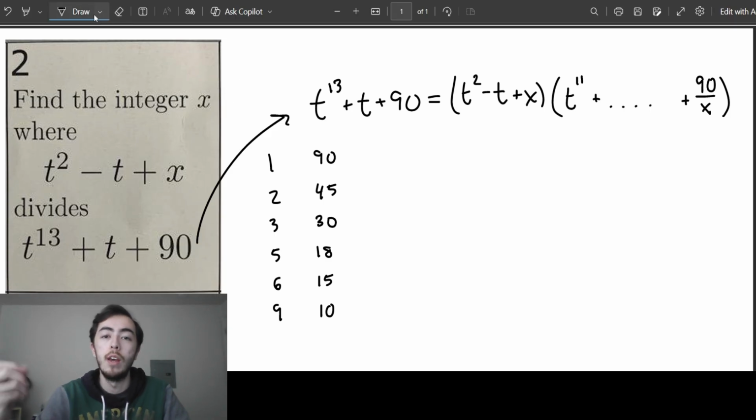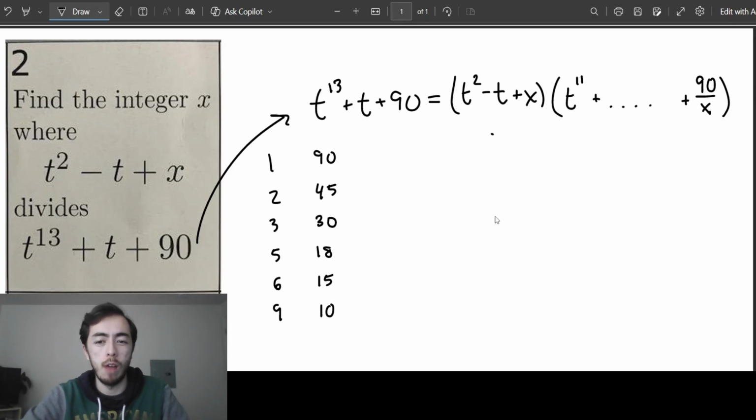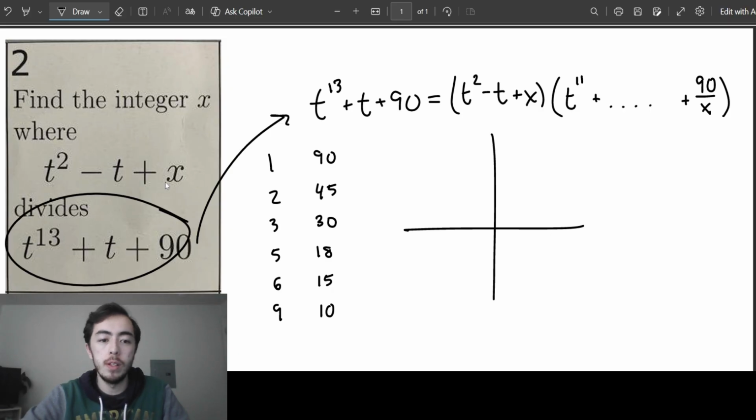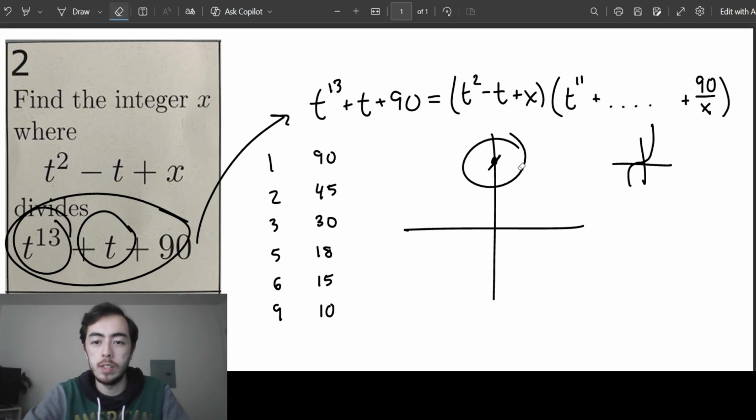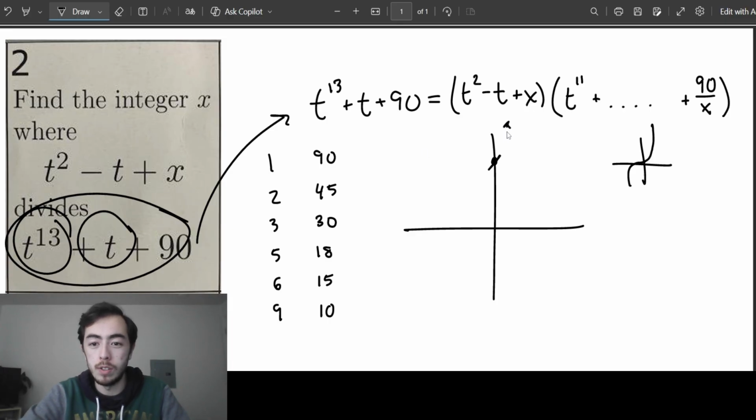Now, integers can be negative, so that is a possibility to consider here, although I think I can rule it out with a graphing argument. This polynomial will have a y-intercept at that 90. The overall behavior will look like t to the power of 13, which is kind of like this, but then moved up 90 units. And this plus t basically will give us a slope of 1 near our y-intercept, and then it doesn't really matter anywhere else because that t to the power of 13 is just so big. So our graph is going to look something like this.